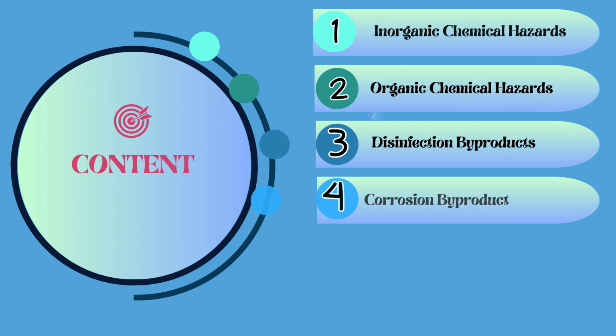As we venture further, we will uncover the issue of corrosion. The decay of pipes can produce harmful byproducts that leach into our water supply system. We'll unravel the mystery and discuss strategies to minimize these risks and ensure safe drinking water.